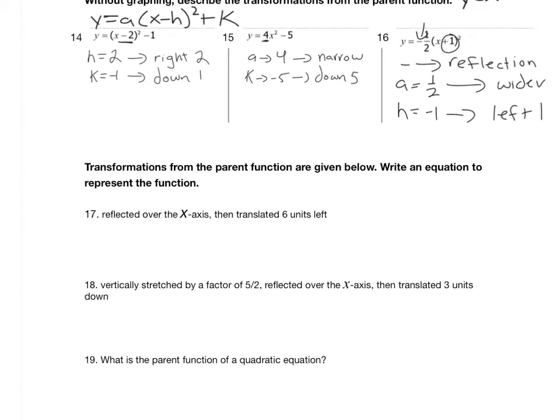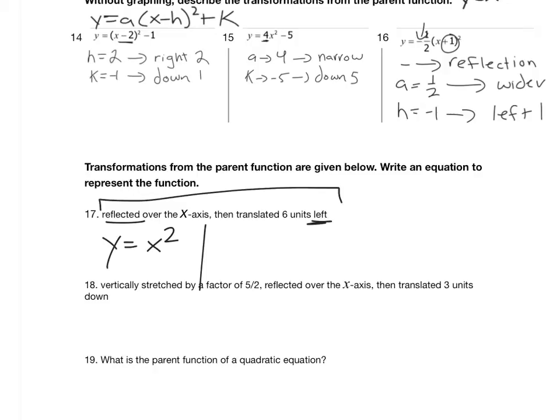All right, transformations from the parent function are given below. Write an equation to represent the function. All right, reflected over the x-axis, so that tells me that a is going to be negative. Then translated 6 units left. Okay, so it's going to be y equals x squared. That's our parent function. Now let's talk about the new equation that is represented by these transformations.